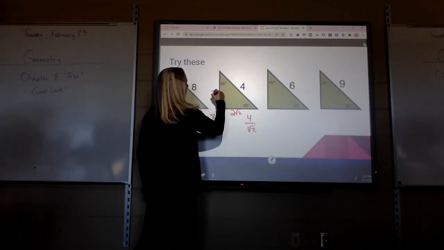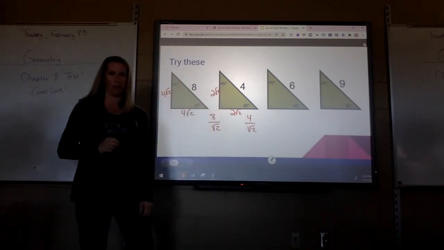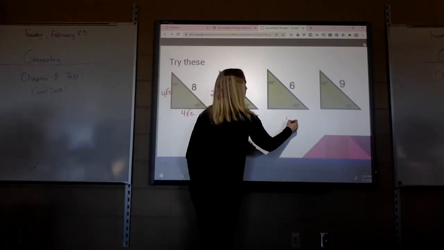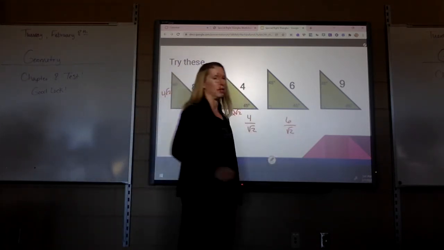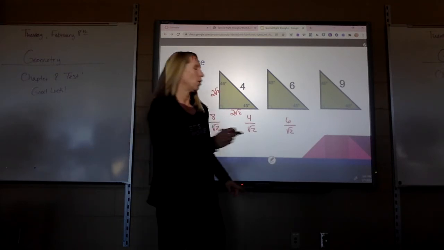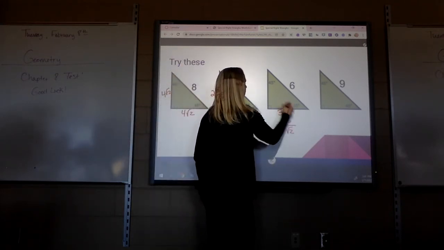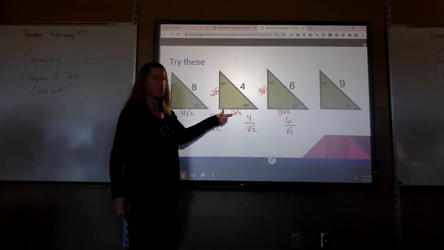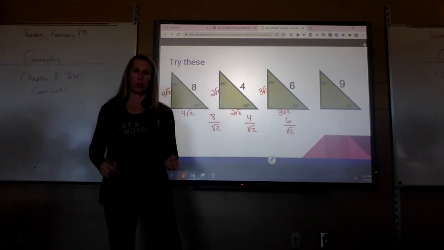Do you see a pattern? What do you think 6 divided by radical 2 would be? Well, I hope you said 3 radical 2. I hope you're noticing it's just half of the number with a radical 2 next to it.